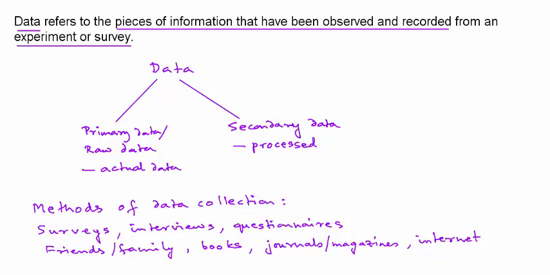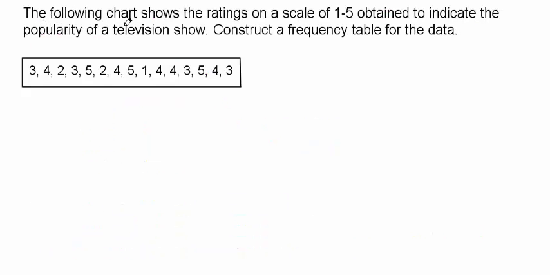Let us look at an example. The following chart shows the ratings on a scale of 1 to 5 obtained to indicate the popularity of a television show. Construct a frequency table for the data, and this is the data. So people have been asked to rate a television show on a scale of 1 to 5, and this is what they have said. Let's say 1 is the worst and 5 is the best, and 2 is bad and 4 is good, and let's say 3 is average, something like that.